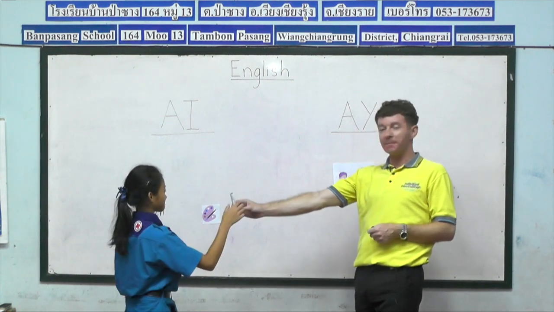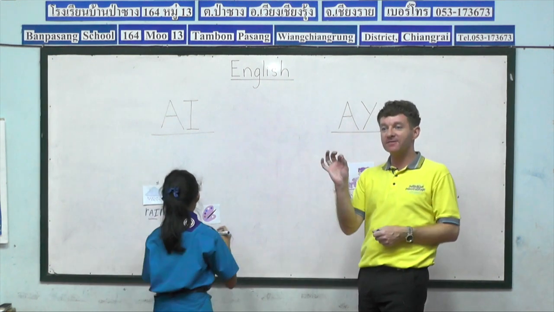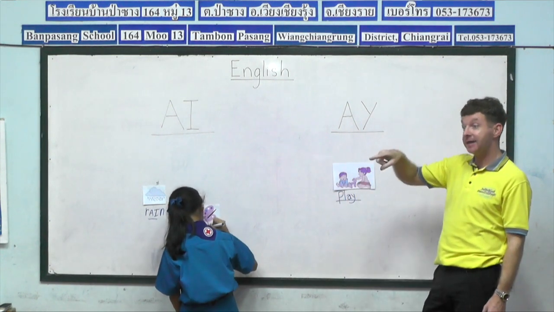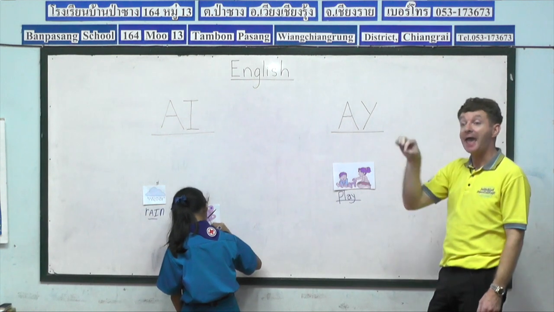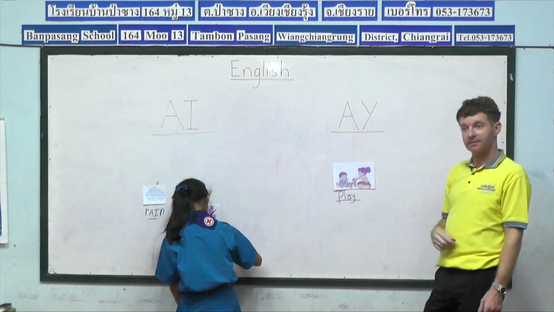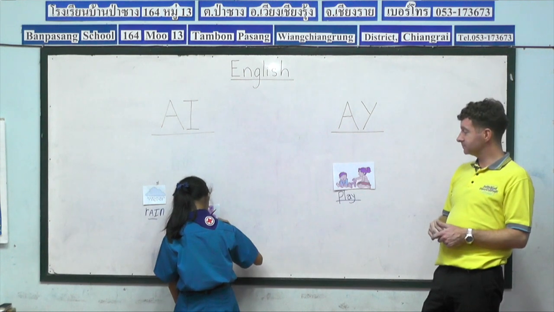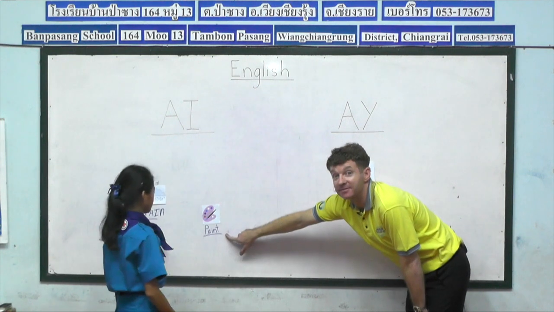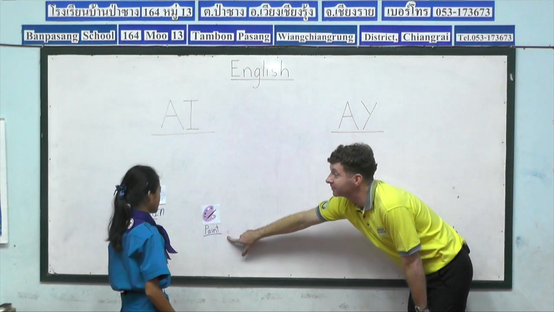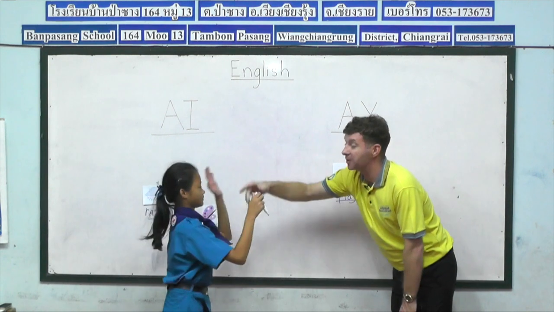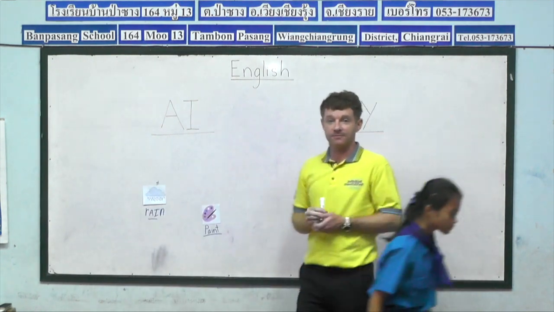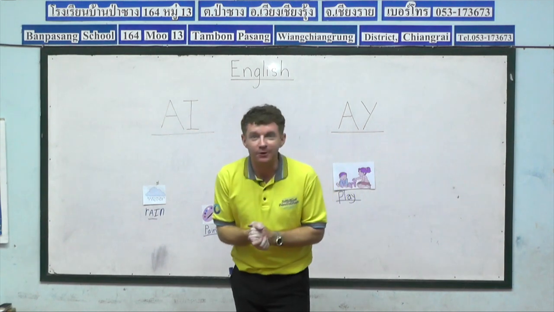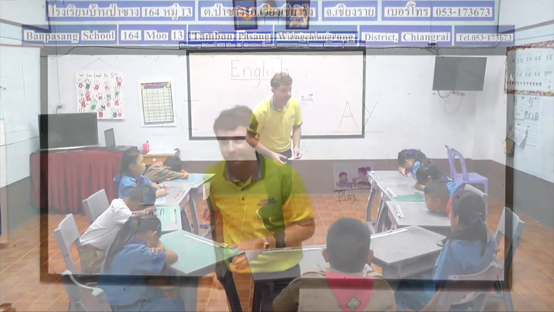So how do we spell paint? Can we help, Dawn? First letter, P. P. A-I-N-T. Paint. That's perfect, Dawn. One more time. Paint. Paint. High five. Big round of applause for Dawn. That was brilliant. So let's see. Next student.